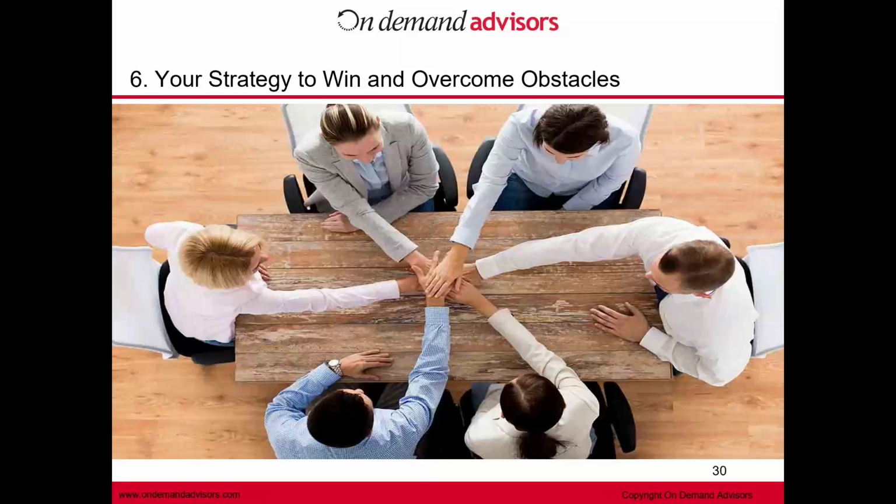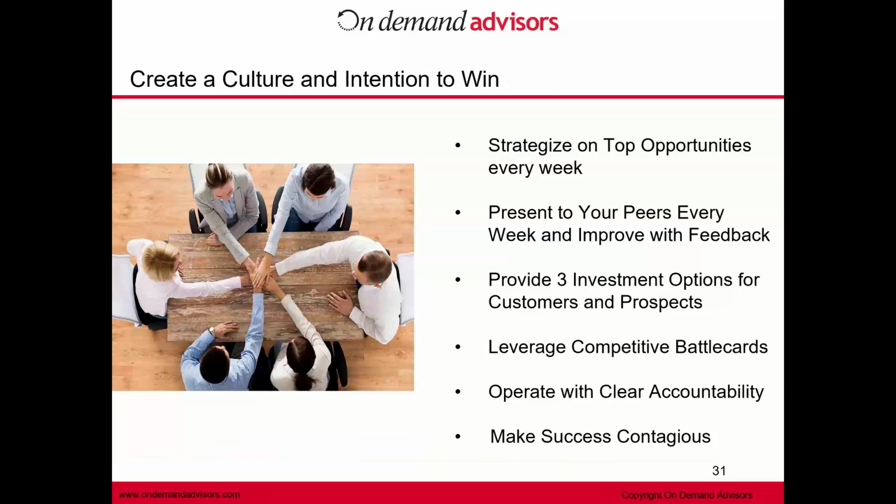So I've covered 5 areas today. Let's talk about number 6. Number 6 is having a strategy to win and overcome obstacles. One of the things I do with the sales team at Technical Toolboxes is sit down with them every week and strategize on the top opportunities. I talk about the top opportunities and we go through that together.